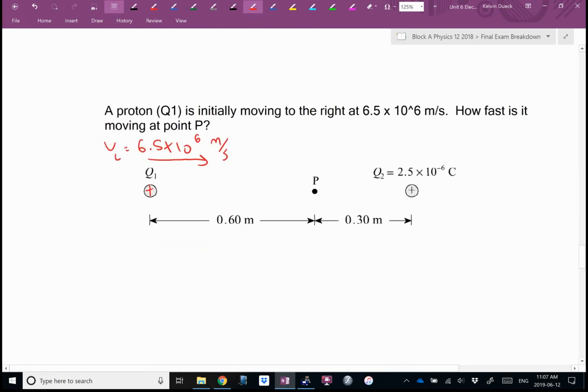A proton is initially moving to the right at 6.5 times 10 to the 6th meters per second. Wow, now you've all got me yawning. How fast is it moving at point P? Sorry, Johnny, I passed that right on to you. How will I solve this question?